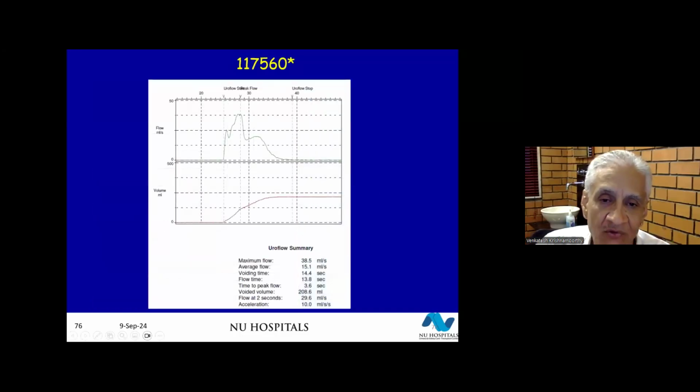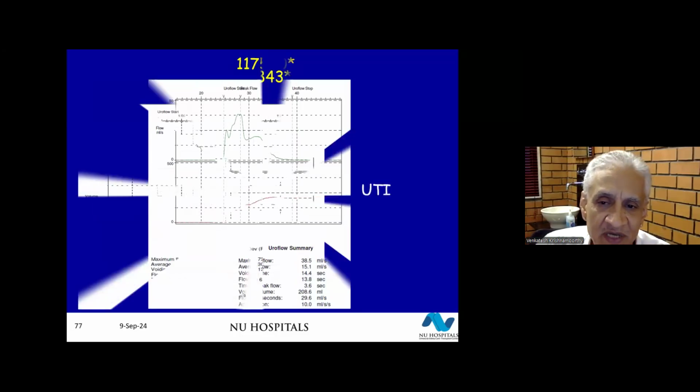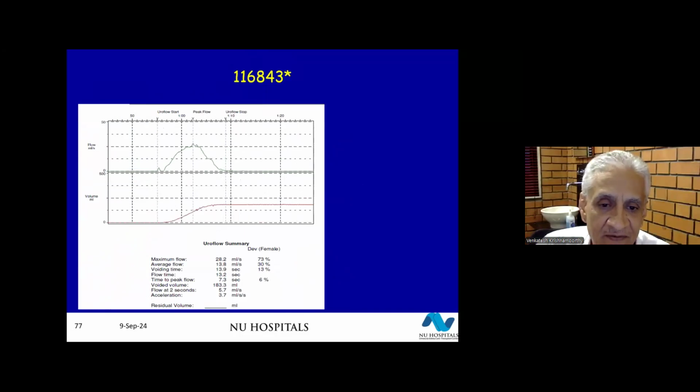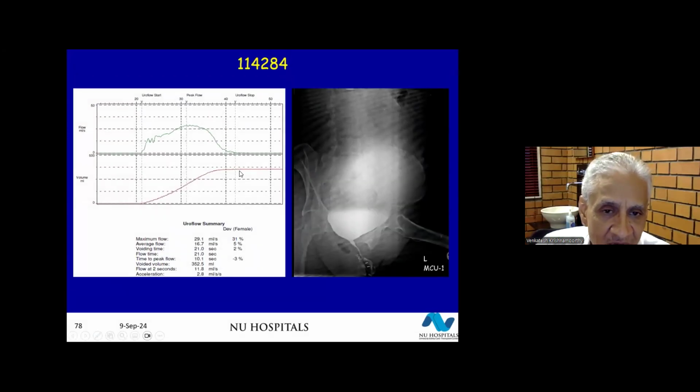Again, here, now you have what is a very high flow. This patient came with UTI. In this, it seems fairly all right, other than the fact that the time to peak flow seems a little skewed, but not really. This patient had a bladder outlet obstruction, meaning these are patients who had undergone a urodynamic study. And this patient had an outlet obstruction.